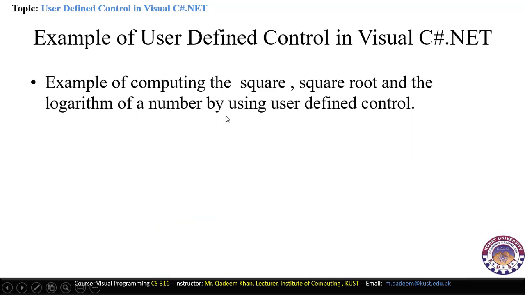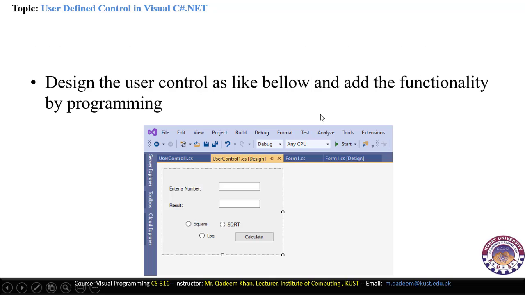Now here we are going to explain an example of a user-defined control in Visual C Sharp .NET. The example is for computing the square root and the logarithm of a number by using user-defined controls. So this will be our functionality. Here you will enter some values, and when you enter the values, the result will be displayed here. So here you have the options of square root, log, and calculate.